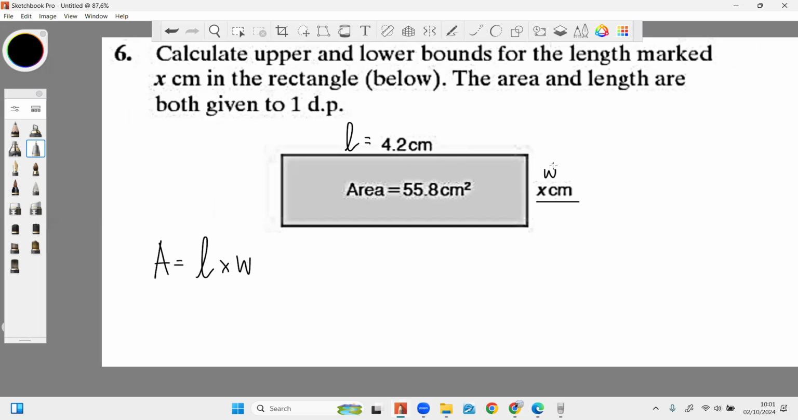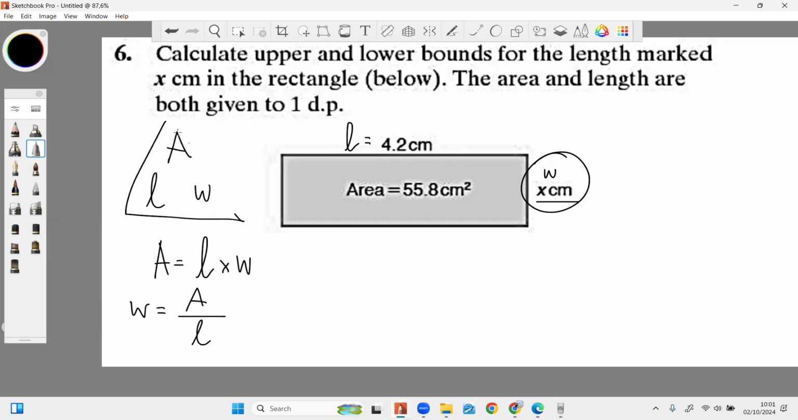Therefore, to calculate the x, which is the width, what do you do to the formula? Yeah, area over length, right? Area divided by length. Or you can use the power triangle, length times width. You cover the width and you get A on top of L, which means A over L.